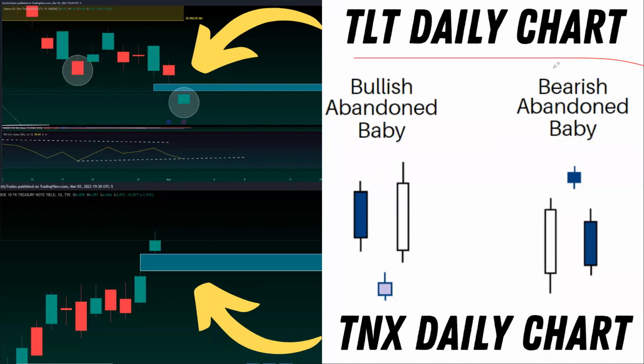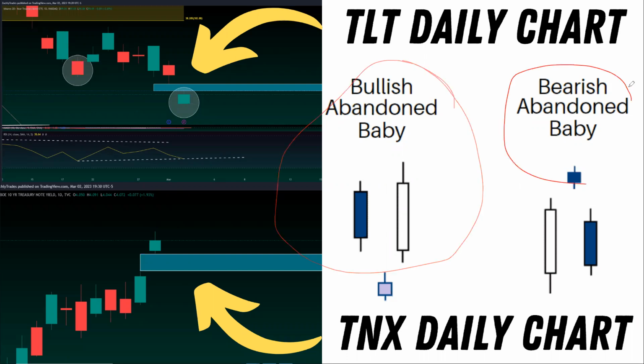And so, in the Discord, we're posting analysis all the time on all of the different tickers that we're looking at. TLT actually had a really nice setup yesterday. What's amazing is that TNX also had the same setup. If you're not familiar, we're looking at the abandoned baby candlestick pattern. TLT had a bullish abandoned baby candlestick pattern, so this candle right here on the TLT daily chart.